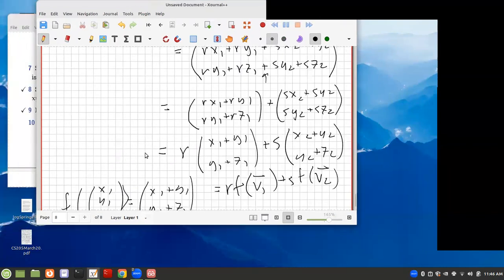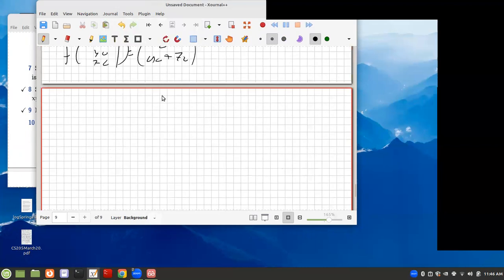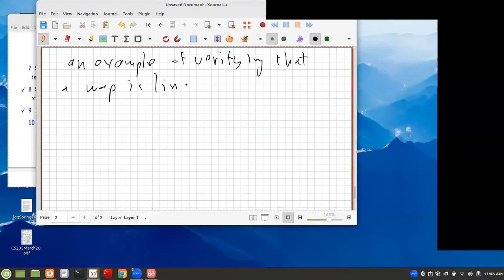Okay, so that is an example of verifying that a map is linear. Now, there's also a rule of thumb.